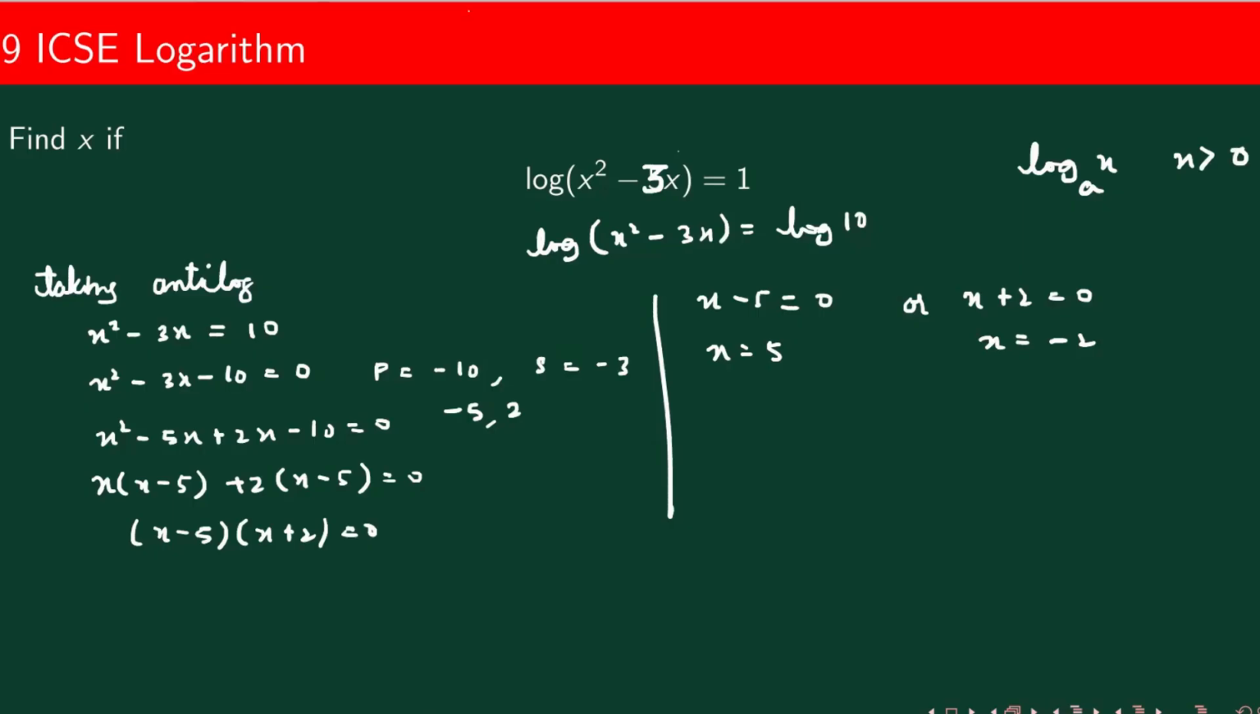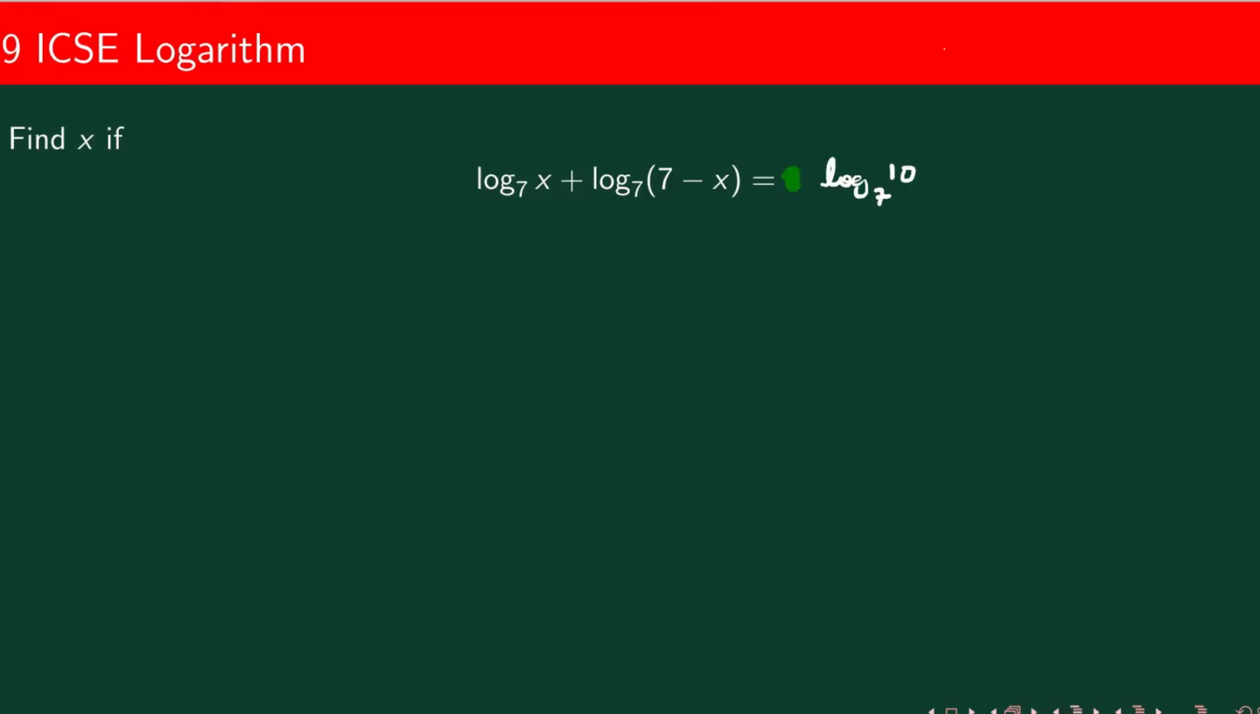So in this case, when we are looking at x square minus 3x, 5 square is 25, 3x is 15, it is going to give you a positive answer. But x is equal to negative 2, x square will be 4, and negative 3x, negative 2 will give you 6. So this gives you 10. Again, this is valid. So therefore, the answer is x is equal to 5 or x is equal to negative 2. Okay, this is our next question.